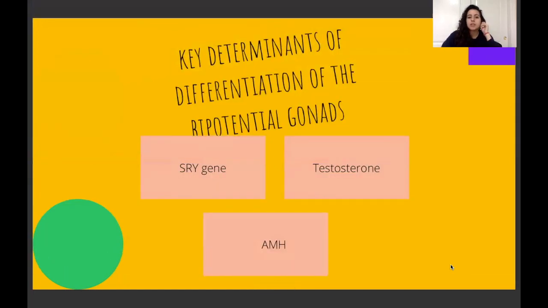Key determinants of differentiation of the bipotential gonads. So we have our SRY gene, our testosterone, our anti-Müllerian hormone, otherwise known as AMH. If you have these three present, for example, you should have what kind of ducts? I'm waiting for an answer, but you should have Wolffian ducts. And the way that I remember that Müllerian ducts are for females is because my name is Marina and I have Müllerian ducts. So if that helps you, great. If it doesn't, whatever. Müllerian ducts come as a consequence of the absence of these three, right?